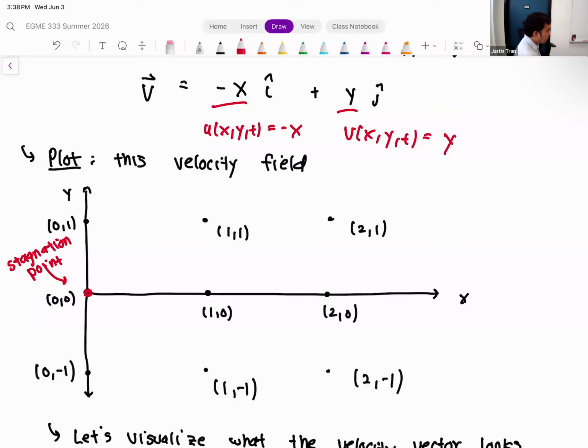Okay, let's move over 1. So our next location here is 1, 0. So at 1, 0, our x coordinate is 1 and our y coordinate is 0. So let's plug that into our velocity field. So our velocity field is minus x for the x component and y for the y. So we plug in x is equal to 1 here, we get an x component of -1 and our y component is 0. So that gives us a horizontal vector. Looks like that. This location v is equal to -1, 0.